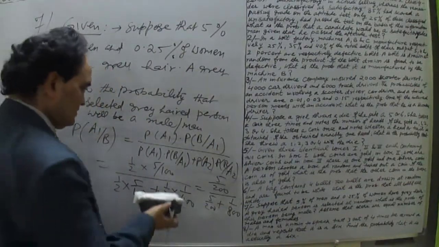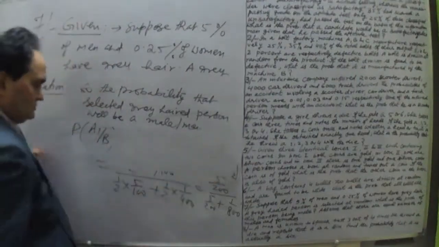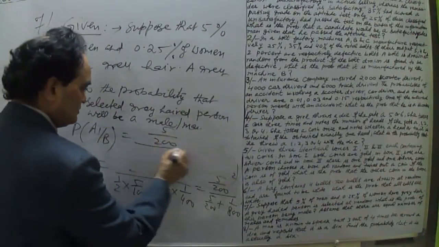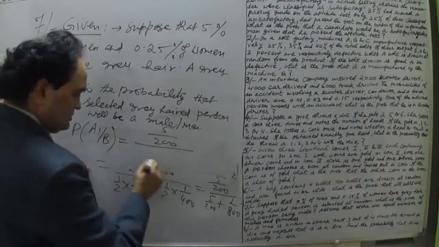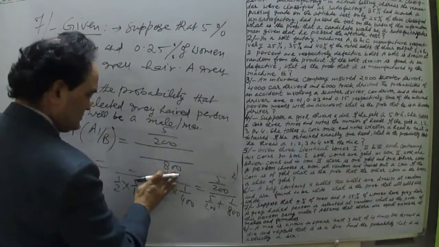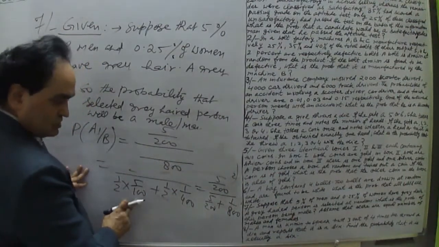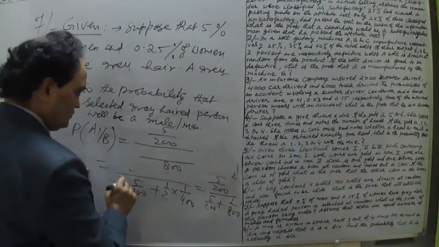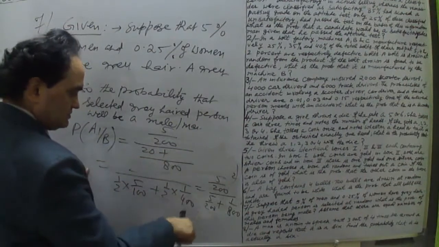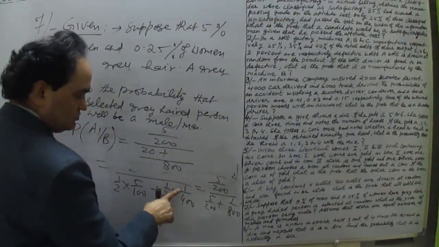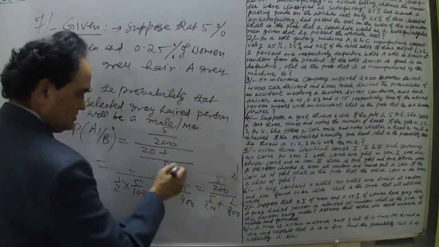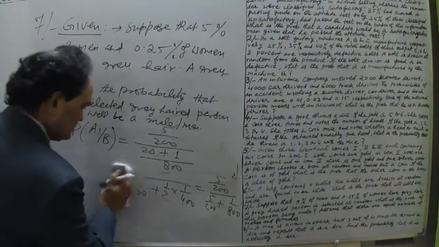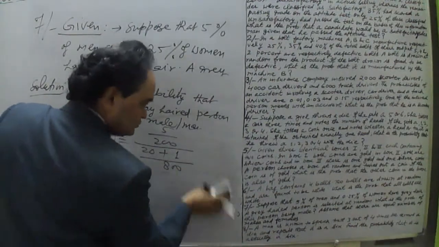In the denominator we have 800 as the LCM. So let me write here, 5 upon 200 in the numerator, and 800 as the LCM in the denominator. 800 divided by 200 is 4, and 4 into 5 is 20. Plus, again, this is 1 only over 800, which gives 21.